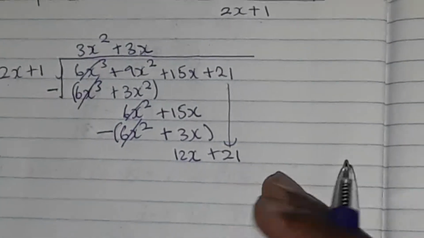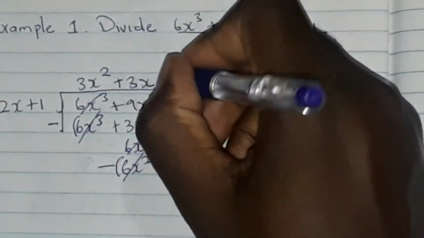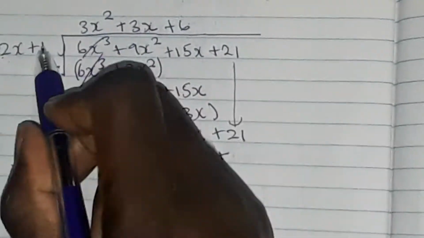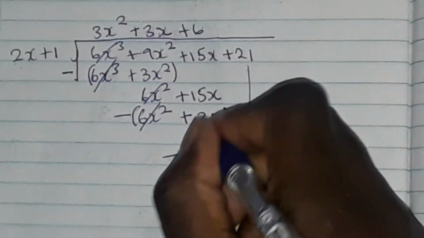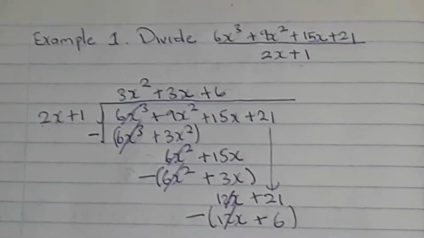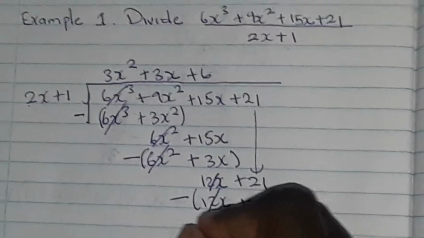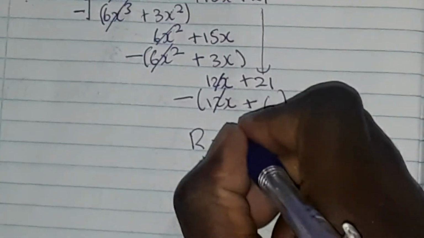We're going to repeat the process again. 2x into 12x is plus 6, because 2 into 12 goes 6 times. Then 6 times 2x will give us 12x, plus 6 times 1 will give us 6. Then we're going to subtract that. 12x would cancel, and 21 minus 6 is 15. So the remainder is equal to 15.